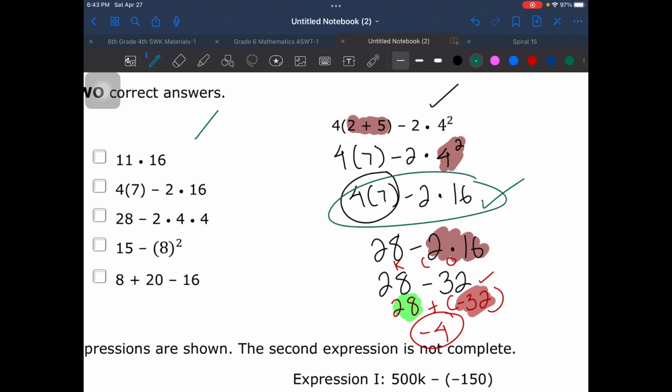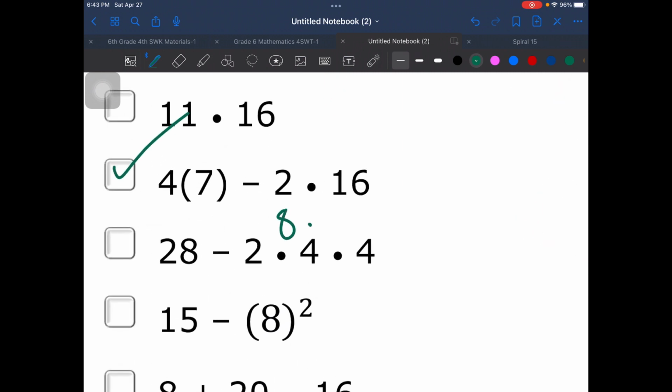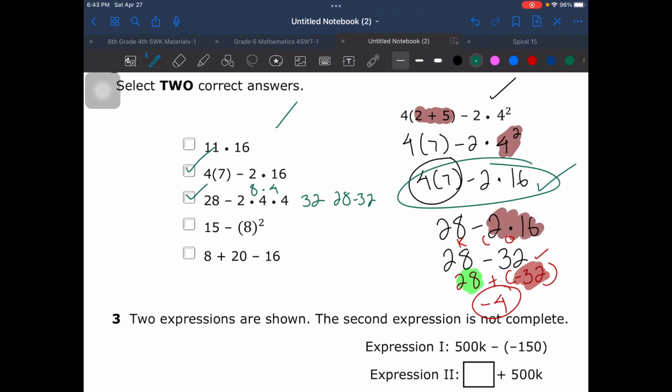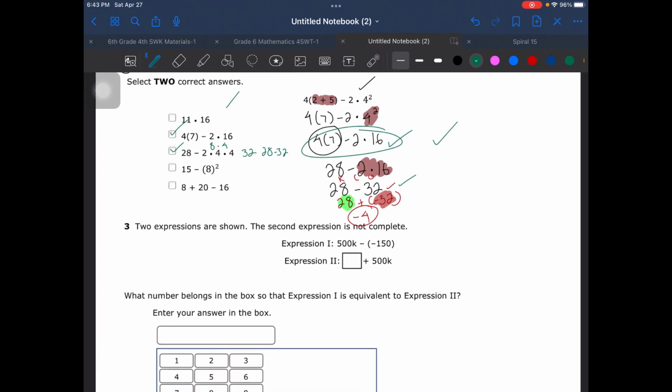Esta, aquí está, 28. Ocho. Ahora, esta, 8 por 4 es 32. Entonces, 28 menos 32, esa también está. 28 minus 32 is also there. There you go. So, these two would be my answer choices.